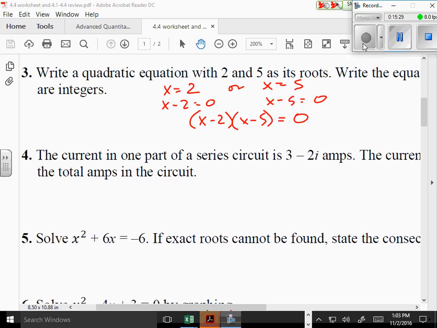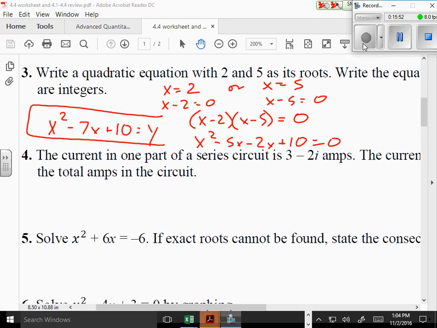Which means x squared minus 5x minus 2x plus 10 equals 0. You combine your middle terms, and you set it equal to 0 or set it equal to y. I guess it's better if it's over there. That would be the equation of a parabola that would have as its roots 2 and 5. Let's skip to number 4. Let's do number 5.